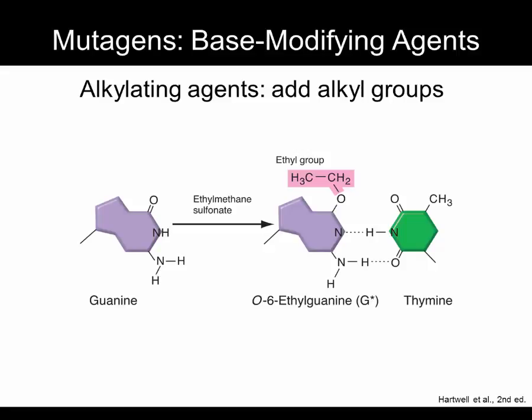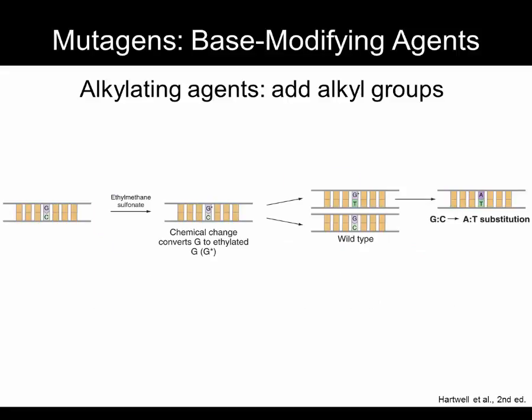There are also mutagens known as alkylating agents, which add alkyl groups to bases. For example, ethyl methane sulfonate, or EMS, can attach an ethyl group to the oxygen of guanine's carbonyl. This forms O6-ethyl guanine, which pairs with thymine. After the next round of replication, the thymine will pair with adenine, and we'll see a GC to AT transition. Other alkylating agents can affect different bases and cause other sorts of transitions.